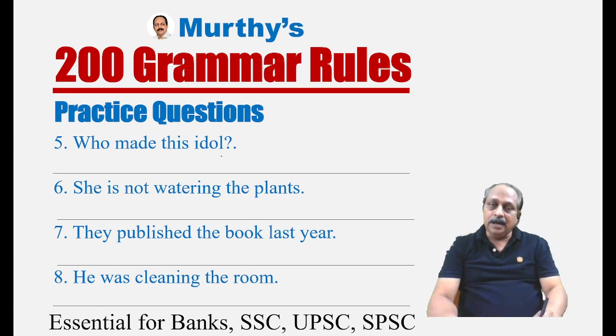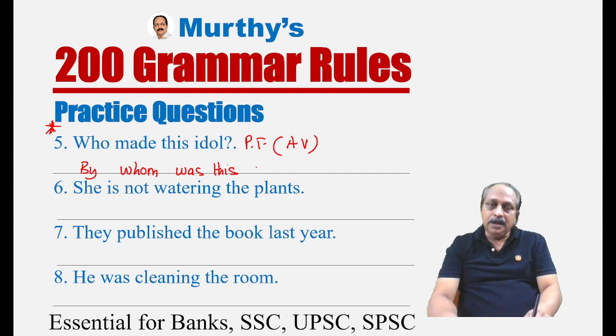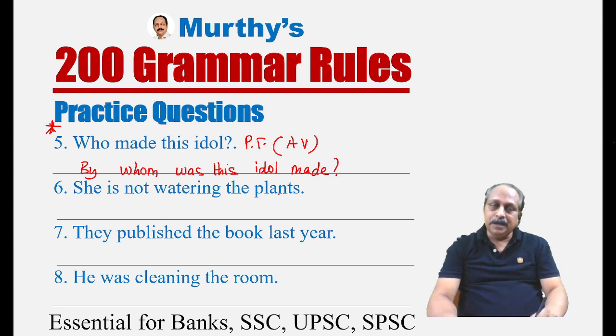Who made this idol? This is an important question because it goes with common errors. By whom? First, you have to know who made this idol. This is past tense and active voice. By whom was this idol made? By whom was this idol made?